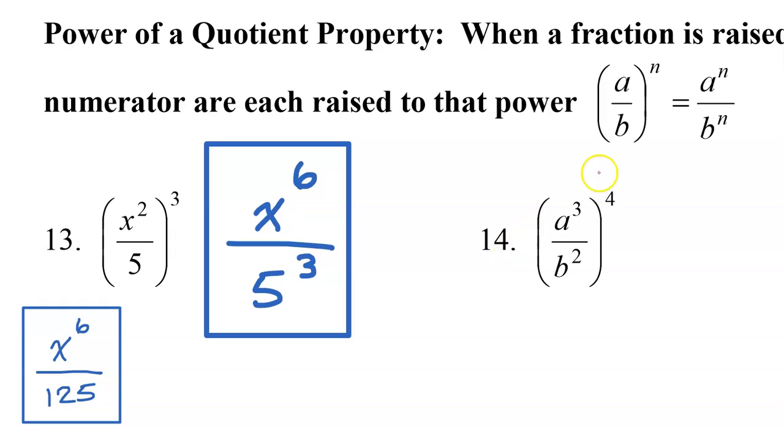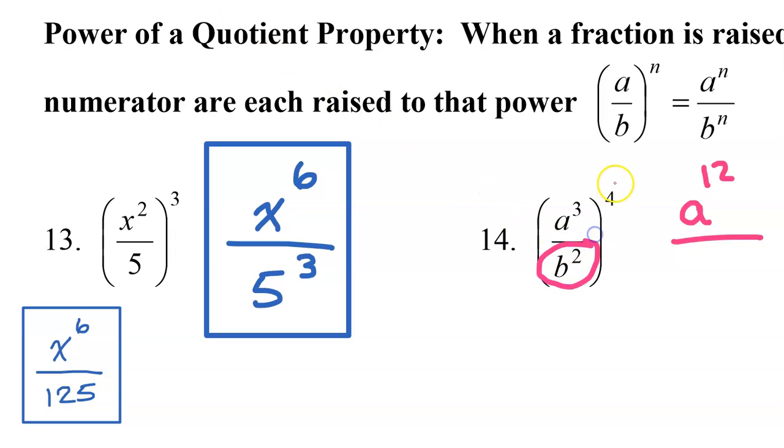Anyway, on number 14, we have to raise the numerator to the fourth power and the denominator to the fourth power. a cubed to the fourth power is a power to a power, so we multiply these and we get a to the 12th power. And then we have b squared raised to the fourth power.